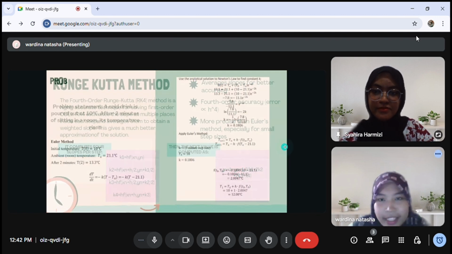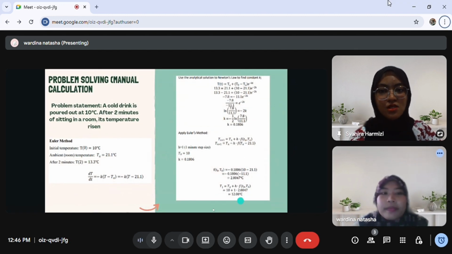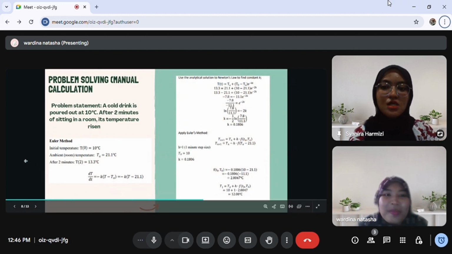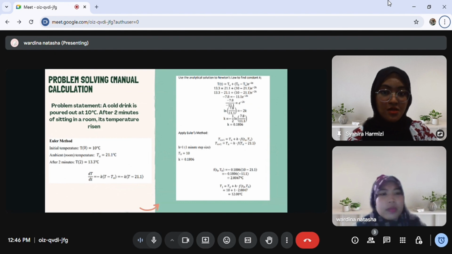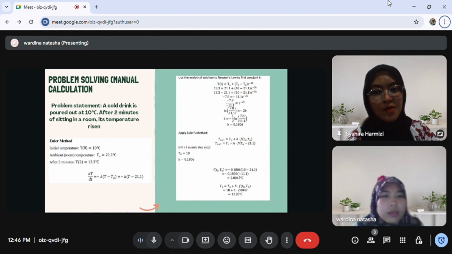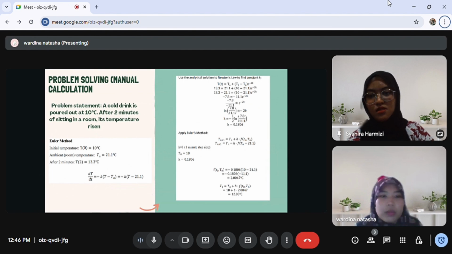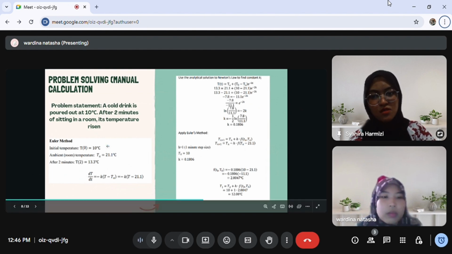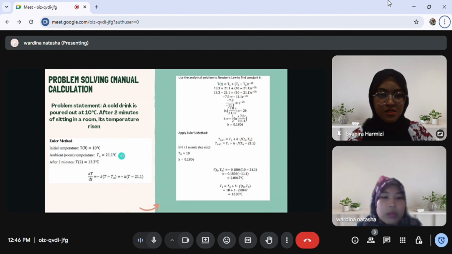Next, for the problem solving using manual calculations, first we use the Euler method. The problem statement is that a cool drink is poured at 10 degrees Celsius. After 2 minutes of sitting in a room, its temperature is rising. So we list out the information. The initial temperature is equal to 10 degrees Celsius, the ambient temperature is 21.1 degrees Celsius, and after 2 minutes it is equal to 13.3 degrees Celsius.